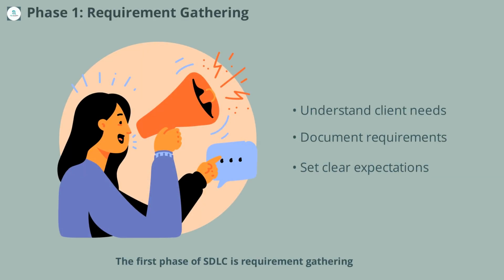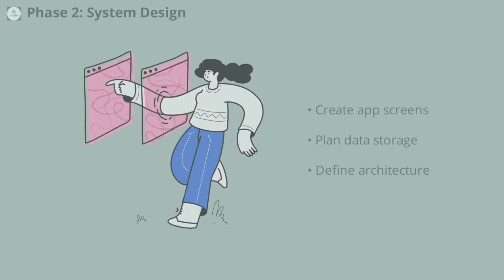The first phase of SDLC is requirement gathering. This is where the team works closely with the client or customer to understand exactly what they want from the software. For example, imagine a client says, "I want a food delivery app where users can browse restaurants, place orders, and track delivery." This phase is all about listening, asking questions, and documenting every detail so nothing is missed later on.